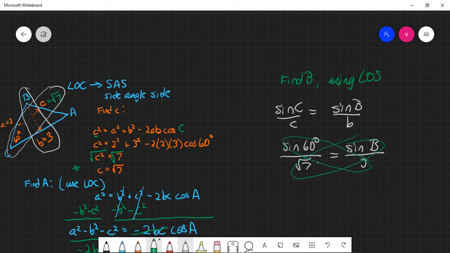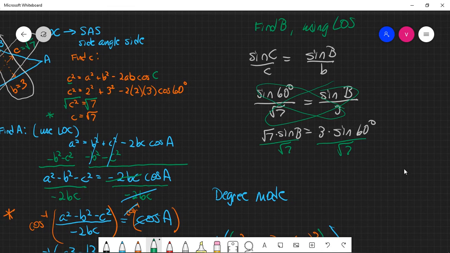Do a cross multiply. Okay, so root 7 times sine of B is equal to 3 times the sine of 60. Trying to find B, so let's peel away, divide by root 7, both sides. Okay, so those are gone now. So you get the sine of B equals 3 times the sine of 60, all divided by root 7.